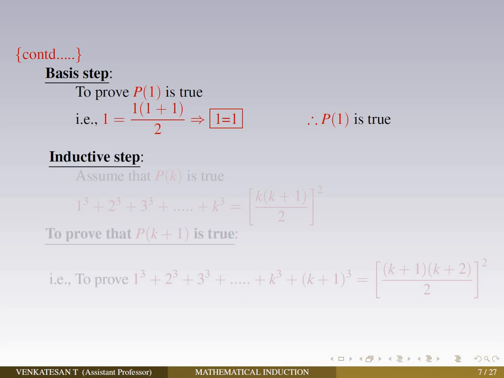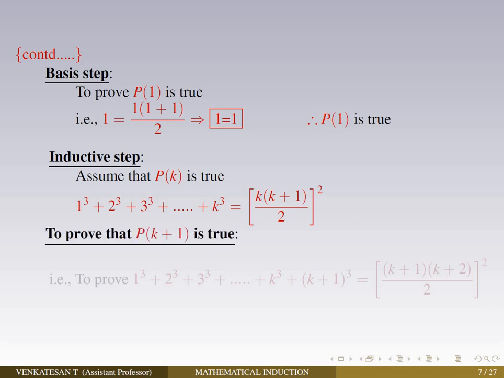Next, in the inductive step, in the inductive hypothesis, I have to assume P(k) is true. That is, replacing n values with k in the question. So 1 cube plus 2 cube plus 3 cube plus etc. plus k cube is equal to (k times (k plus 1) divided by 2) whole square. Now, I want to prove that P(k+1) is true. That is, extending up to (k plus 1) whole cube. So my right hand side would be ((k plus 1) into (k plus 2) divided by 2) whole square.